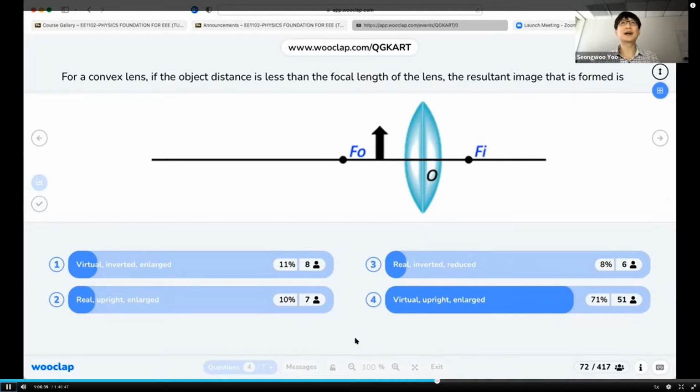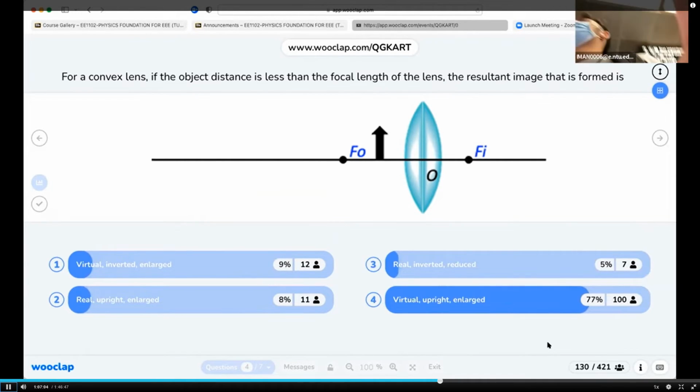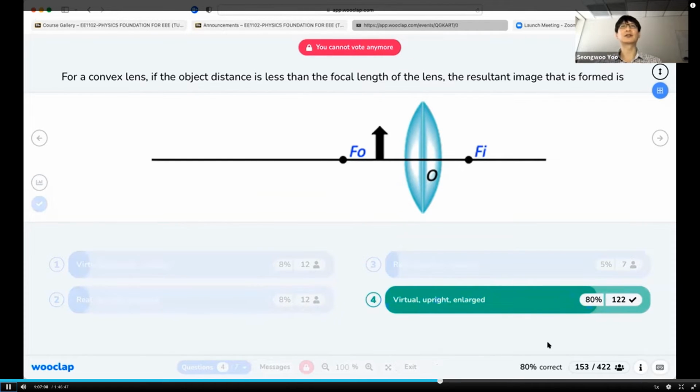So this is our first question. We have a converging lens, a convex lens, and an object standing between the focal point and the lens. What would be the resultant image? I will close the board in 5, 4, 3, 2, 1. Yeah, the correct answer is 4.